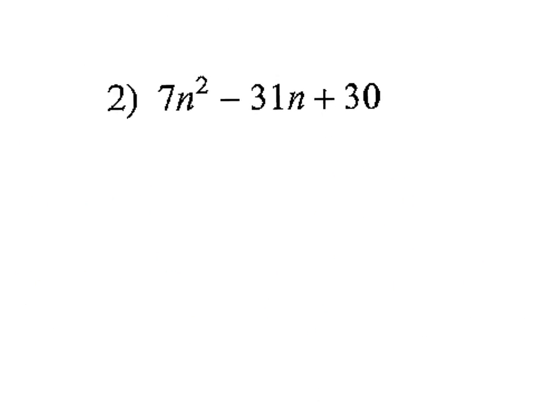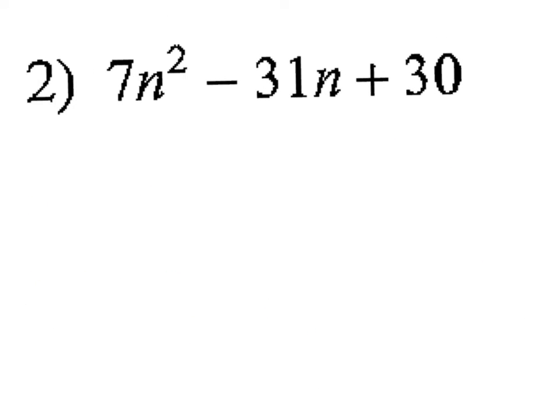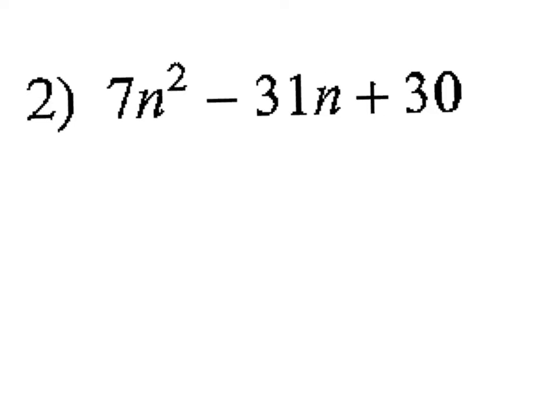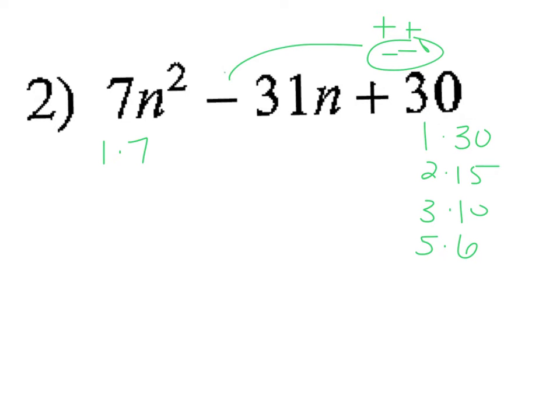All right, on number 2, again, make a list. So 1 times 7. Now on the 30, we're going to have 1 times 30, 2 times 15, 3 times 10, and 5 times 6. Now our signs, again, it's either going to be addition or subtraction. We're going to be going with subtraction since it's a negative right there. So if they're the same sign, we add. Same sign, we add.